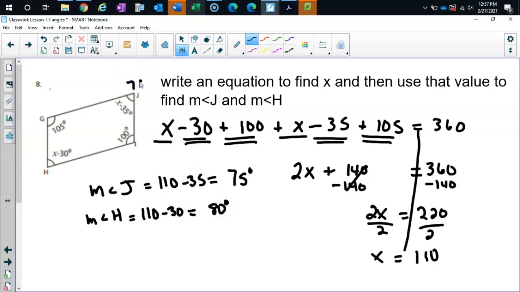So this angle is 75. This angle is 80. This one's 105 and this one is 110. How can we check? Add all 4 together and you will get a total of 360. So we know we're right.